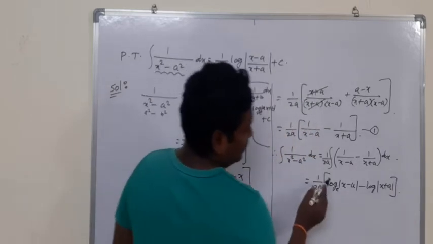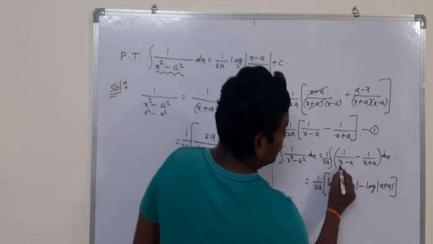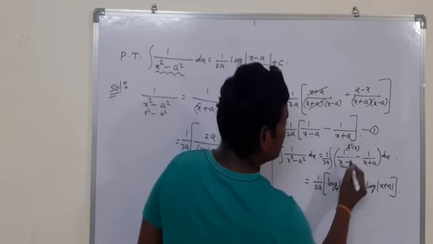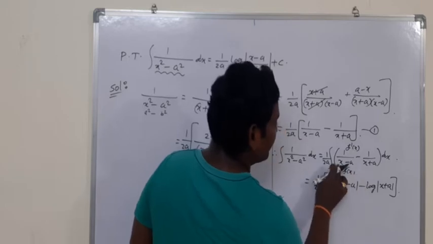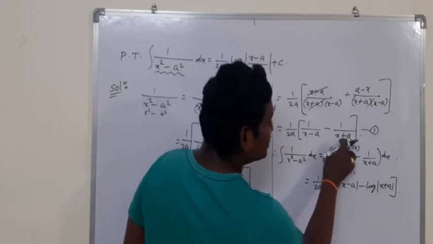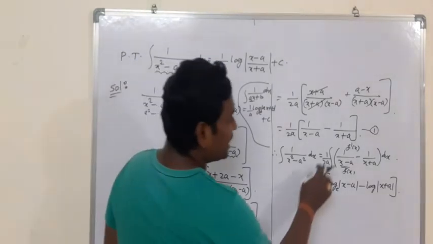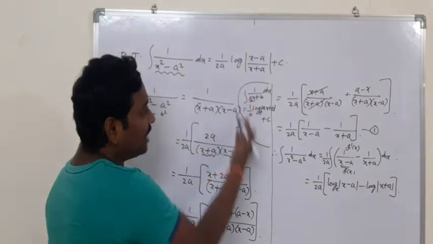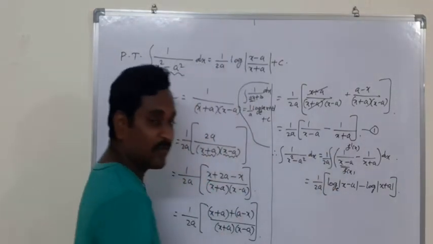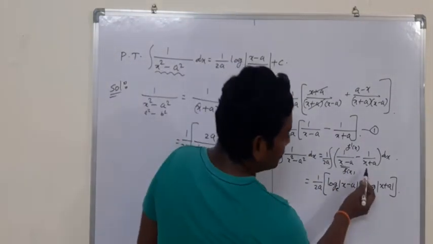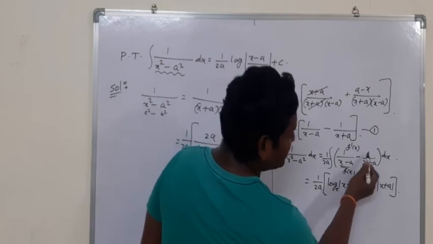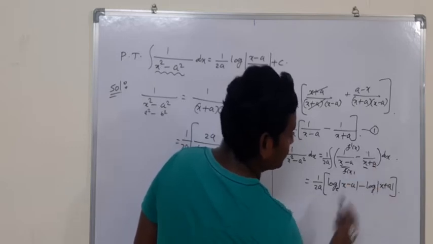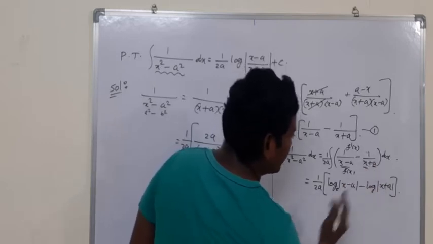Otherwise, you can see one more method. The derivative of the denominator is the numerator, so it is in the form of f dash of x by f of x. The derivative of x is 1, and the derivative of a constant is 0. So the integration of f dash of x by f of x is log of the denominator. You can use this formula. Here also, the derivative of the denominator is the numerator, because the derivative of x is 1 and the derivative of the constant a is 0. That's why you will get log mod denominator to the base e.